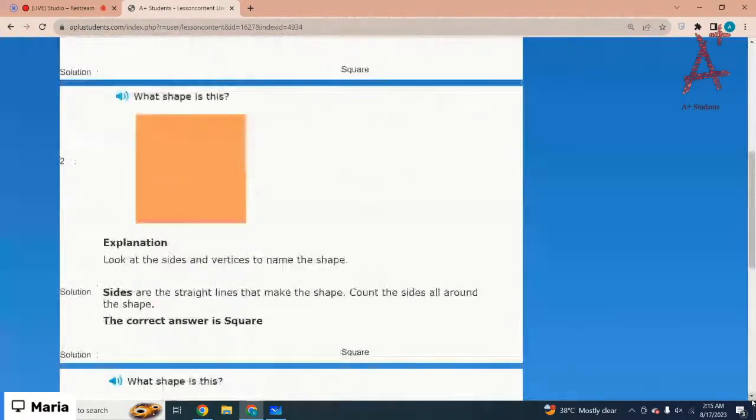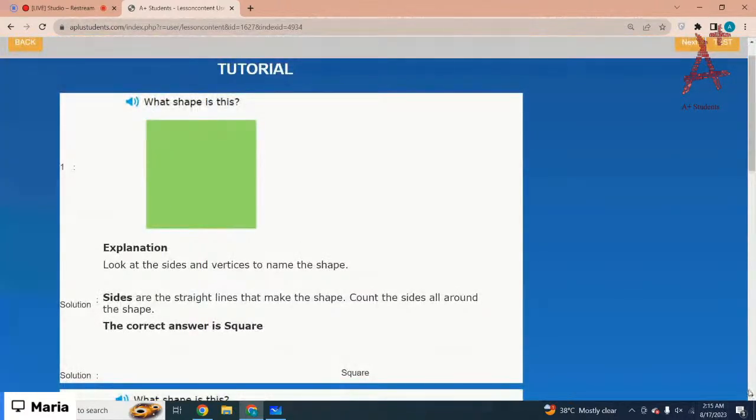Okay, what shape is this? Look at the sides and vertices, right? The sides are the straight lines that make the shape. You can see this shape has four straight lines, right? They are equal in length. That means the shape is a square, right?